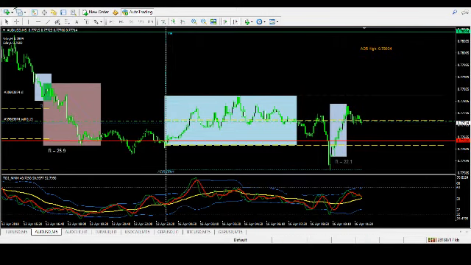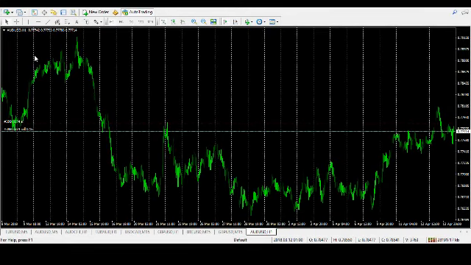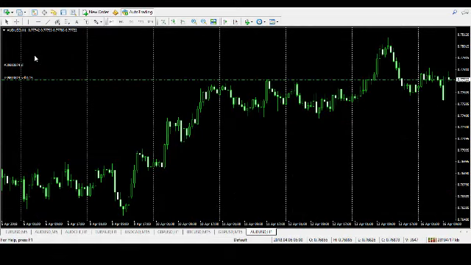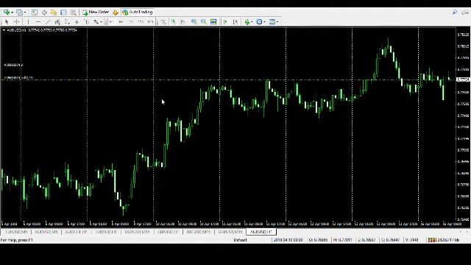I can go to an empty chart there too. Control G takes your grid off. Control Y puts your separators on. Alt 1 is your bars. Alt 2 is your candles. Alt 3 is your line.